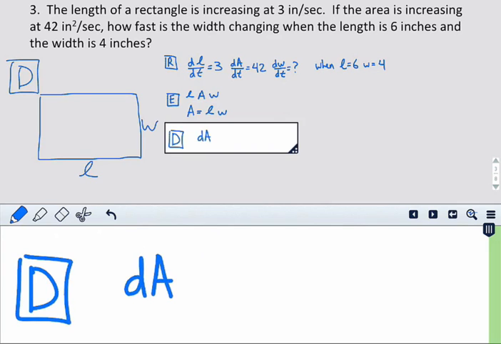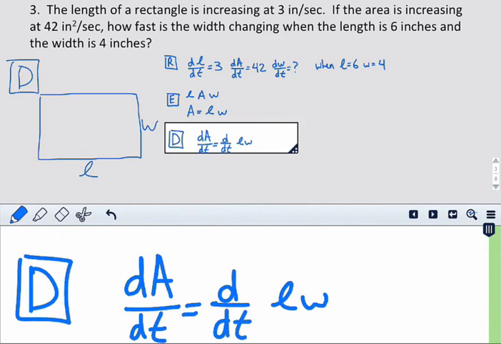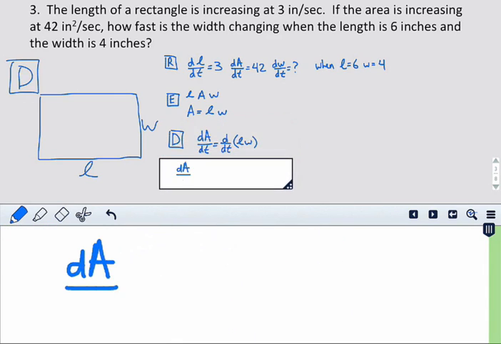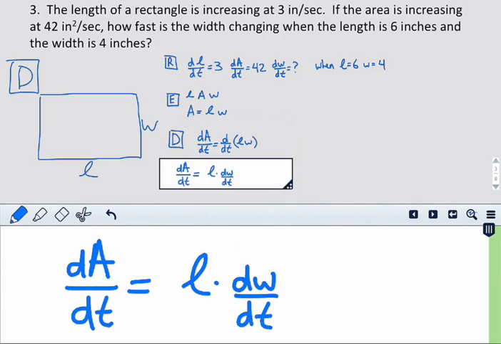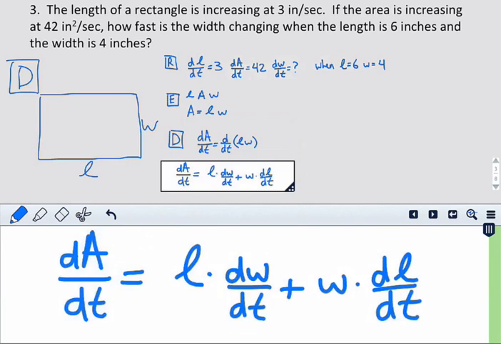And so we'll take the derivative of A with respect to t, and we're going to take the derivative then with respect to t of length times width. And you can see we're going to use the product rule there. So dA over dt will equal 1d2, so L times dw over dt, plus 2d1, so w times dl over dt. Now notice in this case, we're looking for dw over dt. So we can go ahead and substitute everything in and then solve for this at the end.